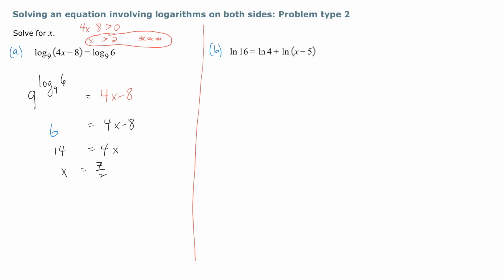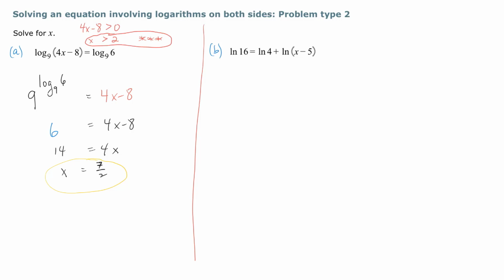Now, is that greater than 2? It is. 7/2 is greater than 2. It's 3 1/2. So we could circle that as a final answer. And if you don't believe that is the final answer, simply put that back in here and check it. Check to see if it gives you a true statement.